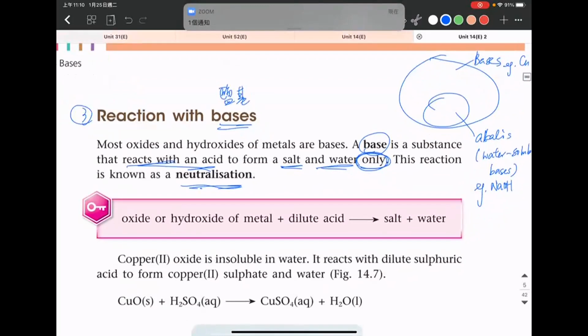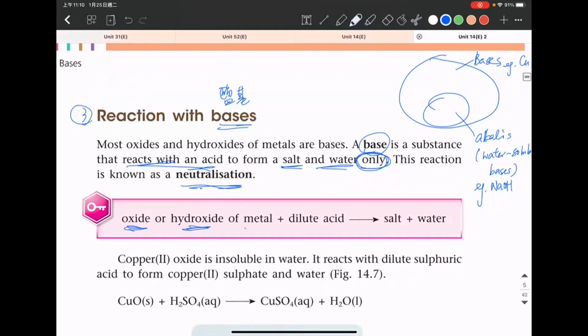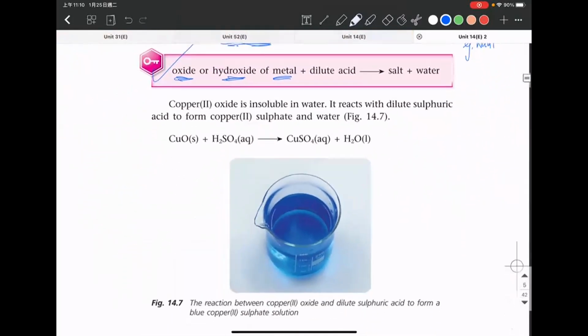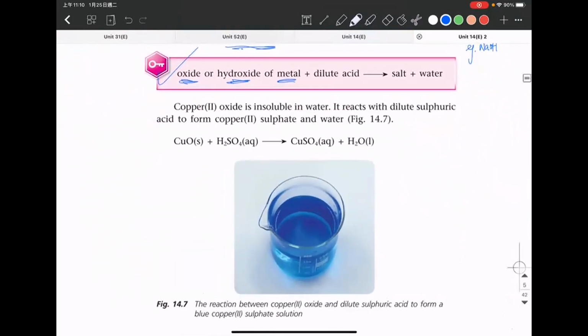So what are the common chemicals that we call bases? Take a look. Usually we talk about oxides and hydroxides of metals that react with acid to form salt and water. I would like to share these two cases with you. The first one is copper 2 oxide reacting with acid. In your video, copper 2 oxide reacts with acid HCl to form copper 2 chloride. The solution is blue, and copper 2 sulfate is also blue. Why? It contains the blue copper 2 ion.